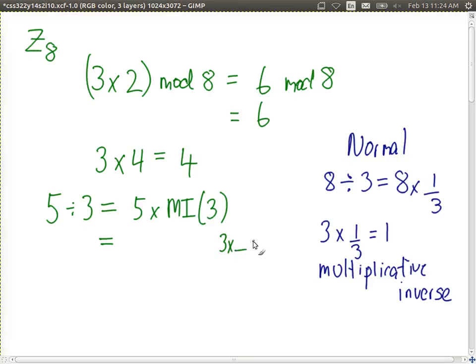Times something mod 8 equals 1. The multiplicative inverse is this something. Well, it's also 3. 3 times 3 is 9, mod 8 leaves us 1. So the multiplicative inverse of 3 turns out to be 3 in this case. So it becomes 5 times 3, mod 8, 15 mod 8, is 7. 5 divided by 3 is 7 in mod 8.